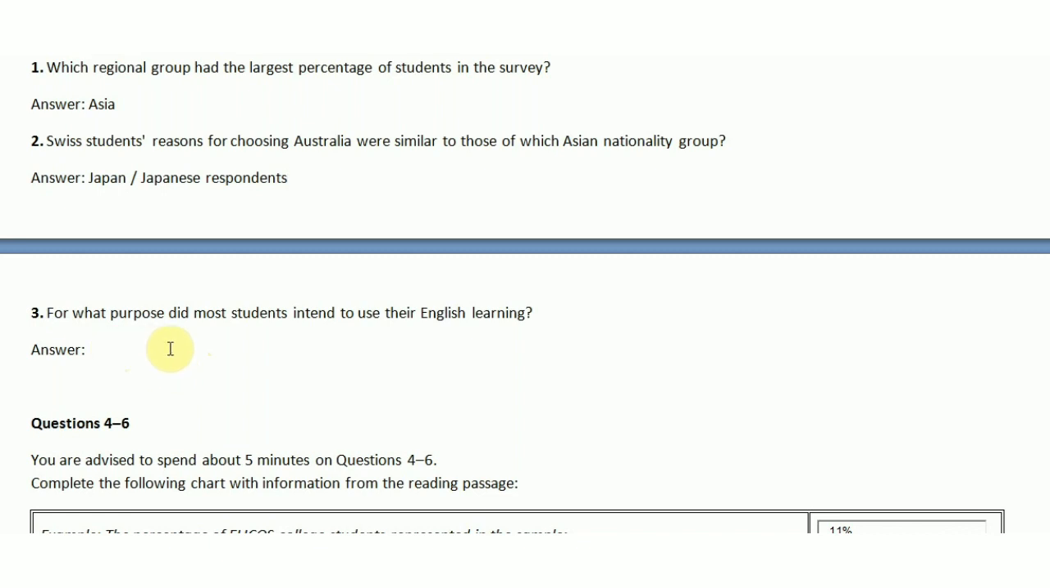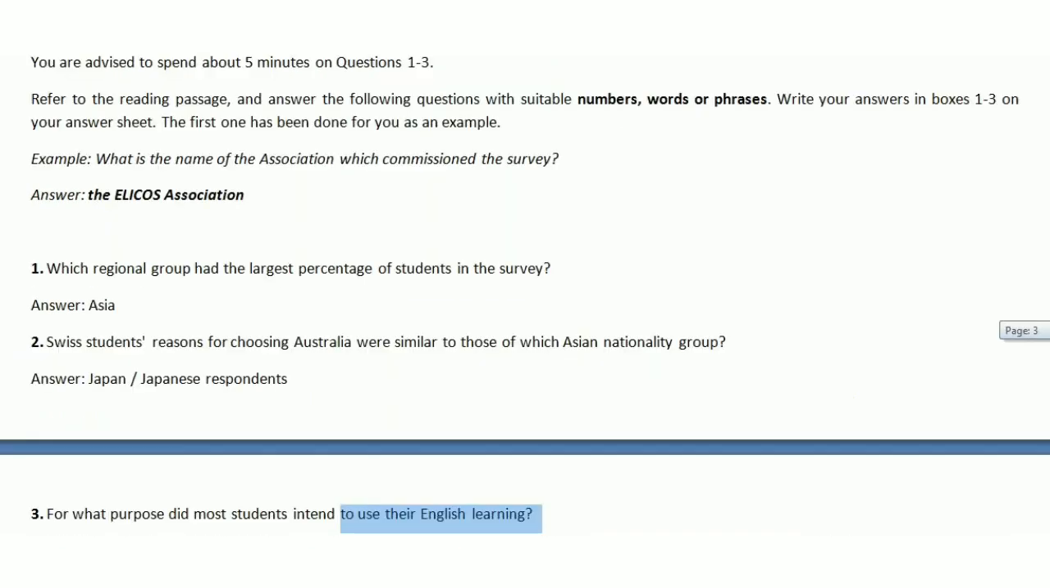For what purpose did most students intend to use their English learning? Okay, so here comes most students, that's the majority of students. For what purpose did they want to use their English learning? This we have to answer in our question. So let's see where it is.